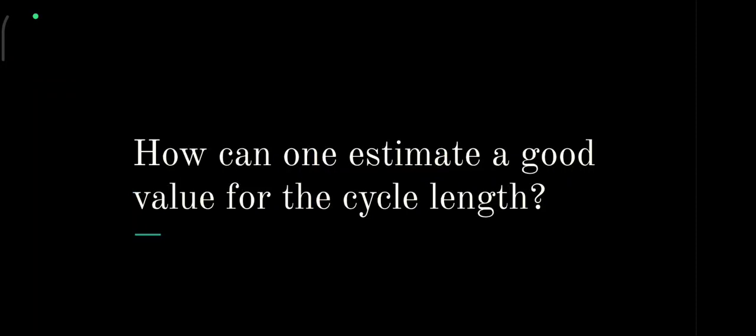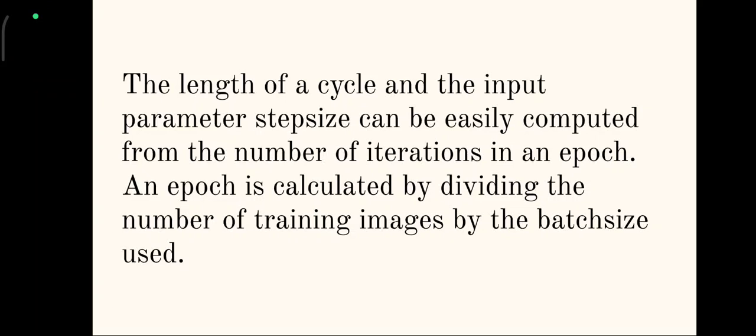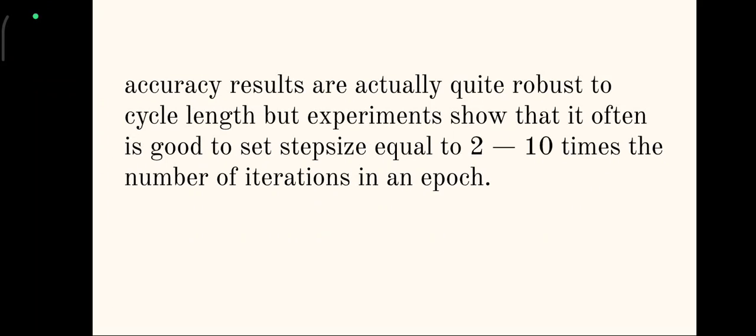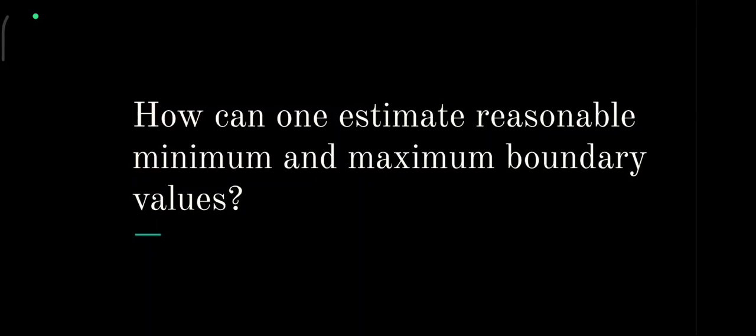How can one estimate a good value for the cycle length? The length of a cycle and the input parameter step size can be easily computed from the number of iterations in an epoch. An epoch is calculated by dividing the number of training images by the batch size used. Accuracy results are actually quite robust to cycle length, but experiments show that it is often good to set step size equal to 2 to 10 times the number of iterations in an epoch.